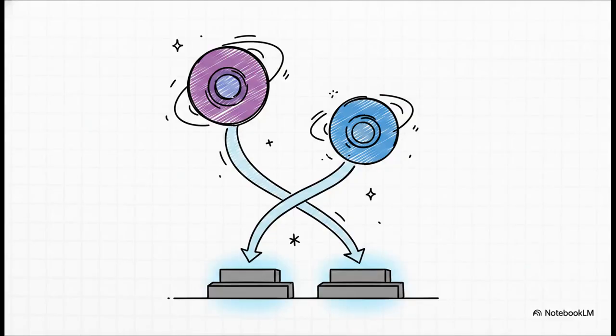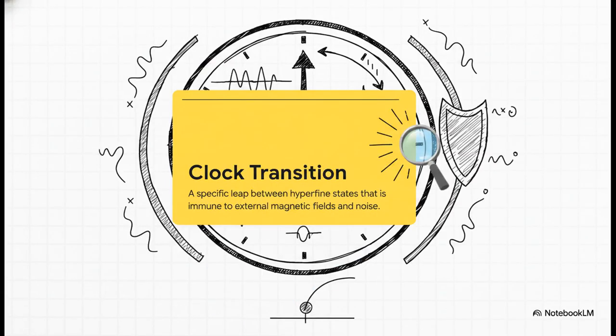Let's quickly look at the math behind this stability for our hero isotope barium-137. Engineers calculate the total angular momentum, represented by the letter F. You simply add the nuclear spin to the electron spin. So for barium-137, that's 3/2 plus 1/2, giving us resulting F states of 1 and 2. And this isn't just theoretical math. This calculation gives engineers the exact discrete energy states they need to confidently designate a 0 and a 1 in a quantum computer. And this brilliantly illustrates the ultimate defense mechanism, the clock transition.